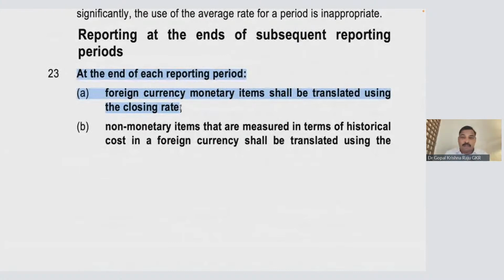Purchases is only in the form of stock. So purchase has gone to P&L account and only the closing stock is there in my closing, or something would have been sold. Now my monetary item is payable. So foreign currency monetary item shall be translated using closing rate. Now 1st of May it is 90 rupees. Now 30th June it is 92 rupees. 2 rupees it has gone up.